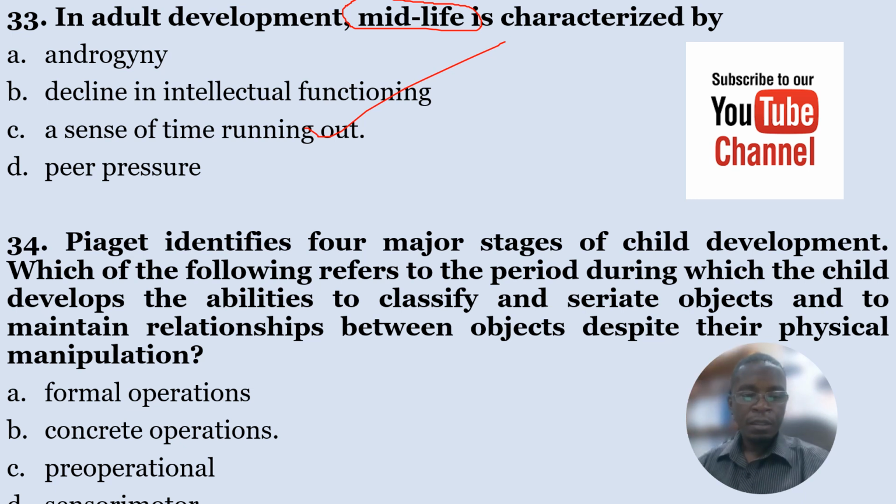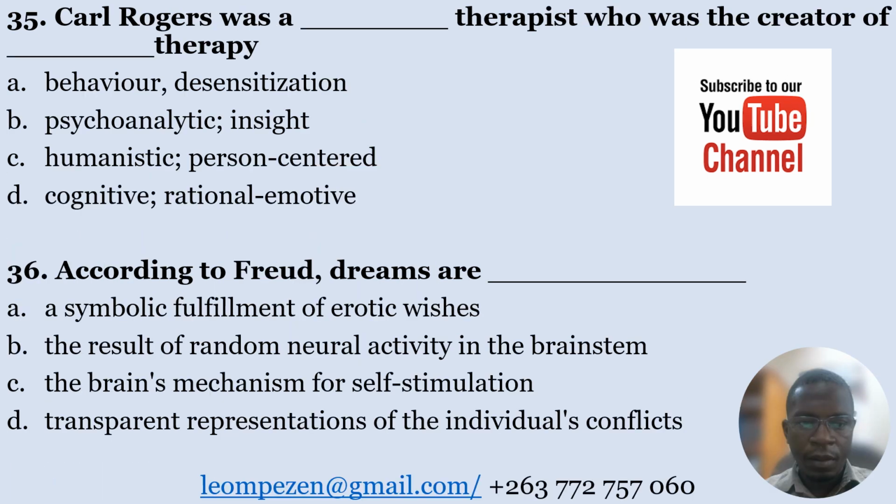Number 34, Piaget identified 4 major stages in child development. Which of the following refers to a period during which the child develops the abilities to classify and seriate objects and to maintain relationships between objects despite their physical manipulation? A. Formal operations. B. Concrete operations. C. Pre-operational. D. Sensory motor. The correct answer is B, which is concrete operational. So number 34, the answer is B.